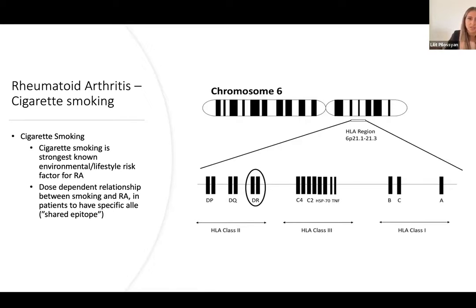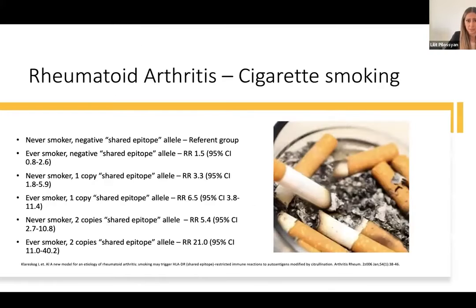So we will see the shared epitope allele. That just means the allele that is responsible for the development of rheumatoid arthritis. And all it is, is the four-amino-acid sequence pattern that is found on the HLA-DRB1 allele. And cigarette smoking, as I mentioned, is the strongest known environmental lifestyle risk factor. There's a dose-dependent relationship between smoking and patients having the specific allele. So whether you have one allele or two alleles, there's definitely a dose-dependent relationship as well.